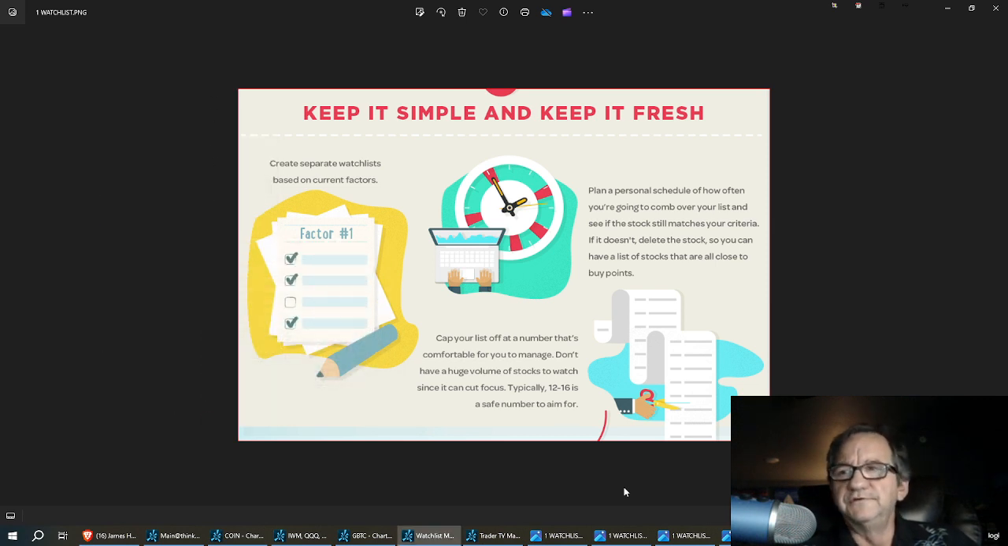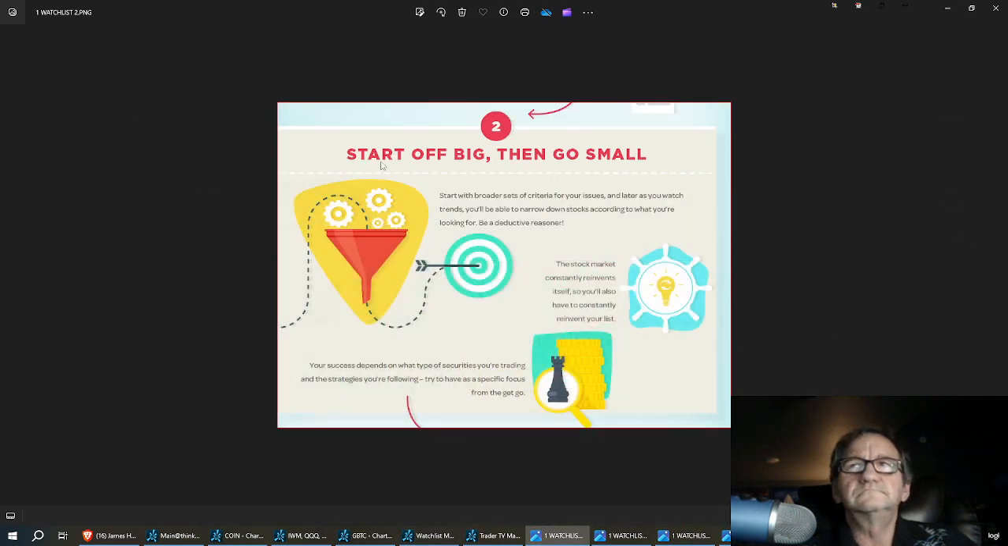So step number 2, start off big and then go small. You want to start off with a broader set of criteria. However your trading strategy is, you want to separate your watch list into different strategies. Like I have a 3 black crows strategy, or I have a 52-week high strategy. I want to start off big, and then I want to thin it out. The stock market constantly reinvents itself.